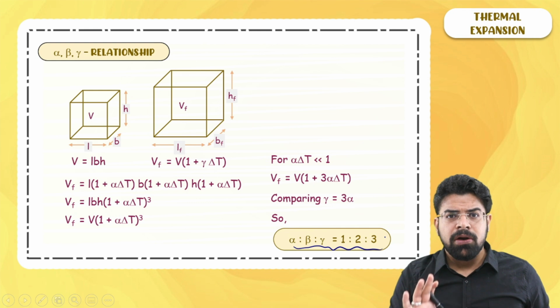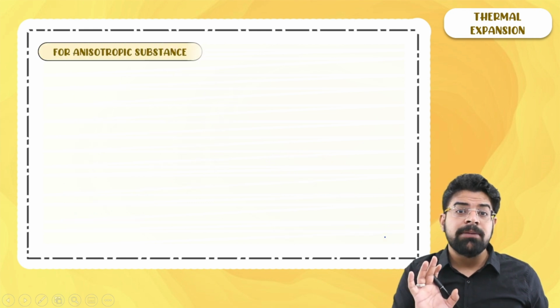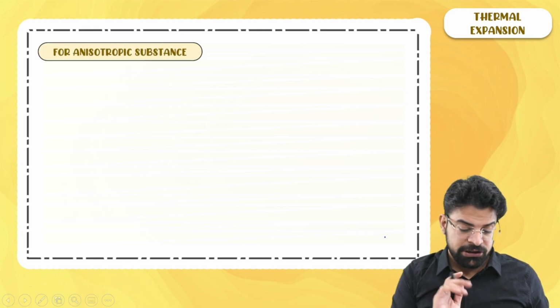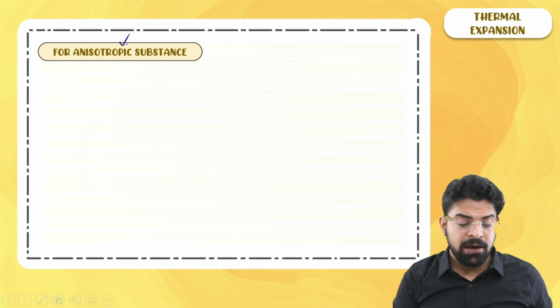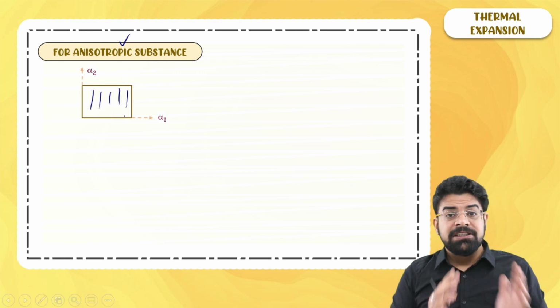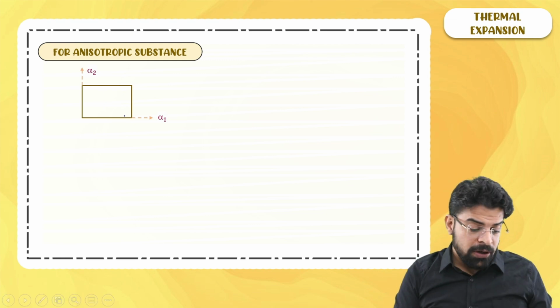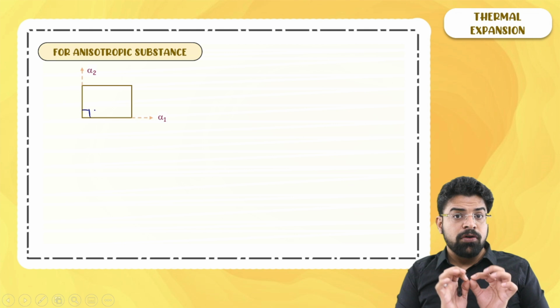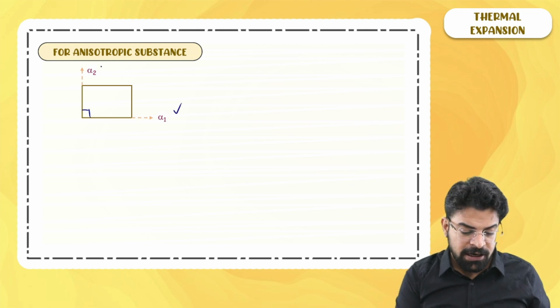Now let's talk about substances which do not have the same property in all 3 directions. So let's talk about anisotropic substances. Think that you have a metal plate which is anisotropic in nature. So along 2 perpendicular directions, the coefficient of linear expansion is alpha 1 and alpha 2.